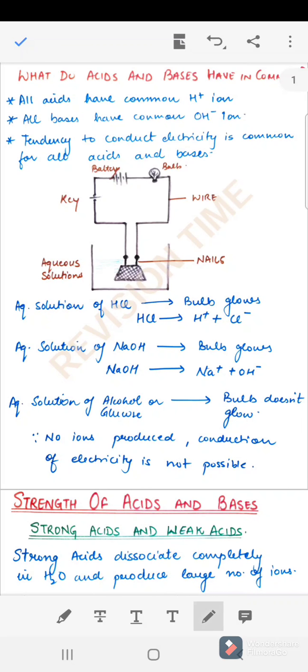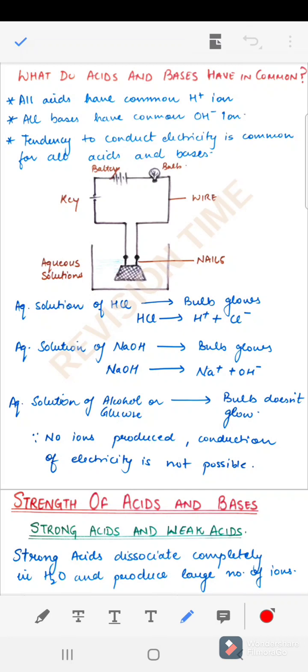So far we have seen what are acids and what are bases, what are the indicators and reactions of acids and bases, and we have discussed pH and the use of pH in daily life. So let us continue and see what acids and bases have in common. First of all, acids have hydrogen ion in common and all bases have hydroxyl ion in common. So this is the basic concept of differentiating acids and bases. Also, the tendency to conduct electricity is common for all the acids and bases.